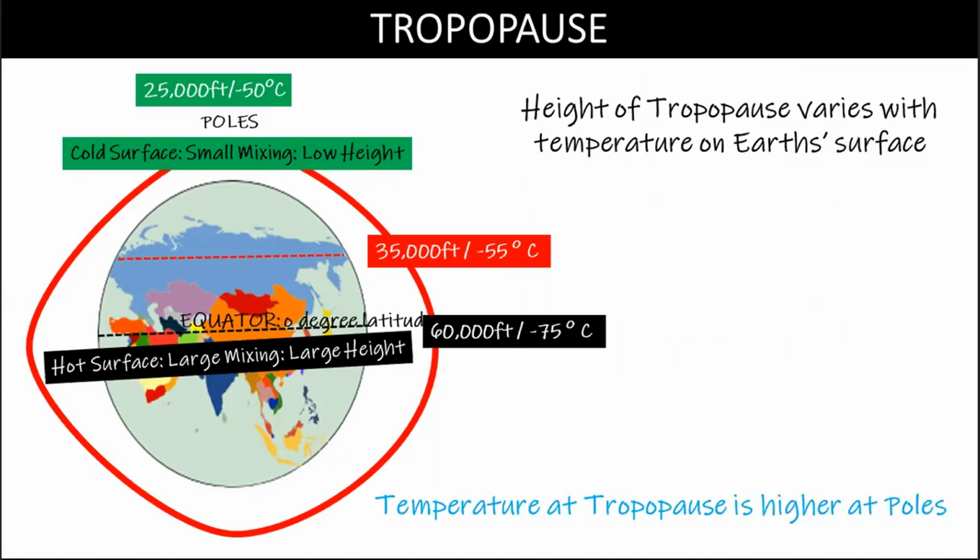Pole is cold surface where small mixing happens, thus height of tropopause near pole is low. Height of tropopause is lowest, 25,000 feet near pole. Temperature of tropopause is higher near pole, minus 50 degrees Celsius.